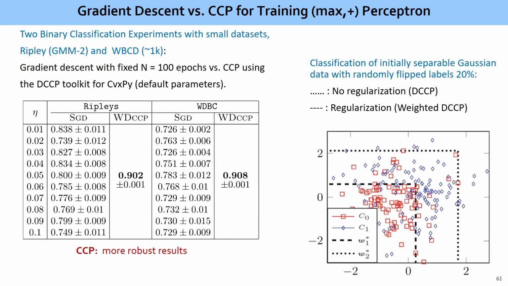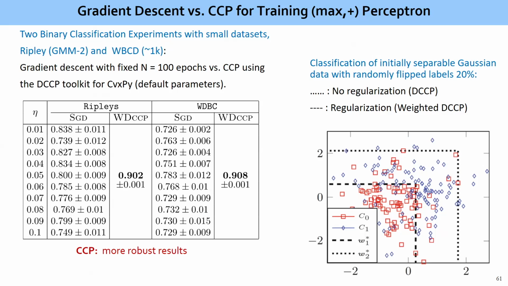And on the right, actually, you see how the weighting improves. The weighting here is called regularization. The dotted separation curve is without regularization. The dash version is with regularization. It certainly improves the result.